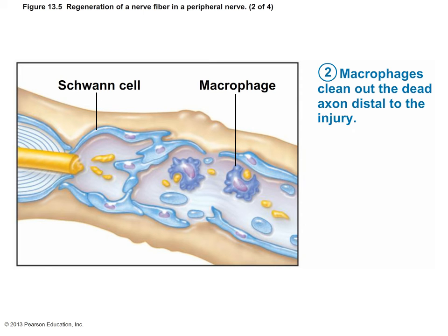Now, once those two ends of the severed axon are sealed off, the site distal to the injury will begin to degrade fairly quickly. And this is because it's not receiving any nutrients, and at the same time our macrophages are going to move in and break down any dead or dying cellular material.